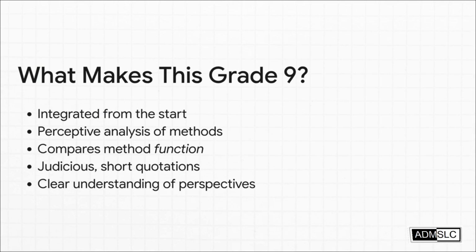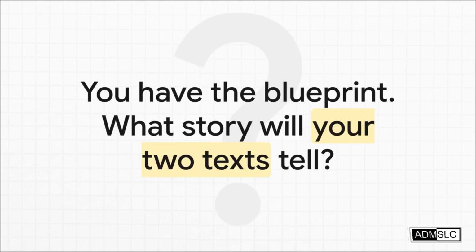That's a top-level insight. So what's the magic formula here? Let's boil it down. It compares from the very first word. It analyzes the function of methods, not just the names. It uses short, punchy quotes. And it shows a deep, clear understanding of what each writer is trying to achieve. Nail these, and you are on track for a fantastic mark. So there you have it. That's the blueprint. You've got the structure, you've got the grade 9 mindset, you've got the whole toolkit. Now it's your turn. Next time you see two texts, what story are you going to uncover between them? Go build your way to the top marks.